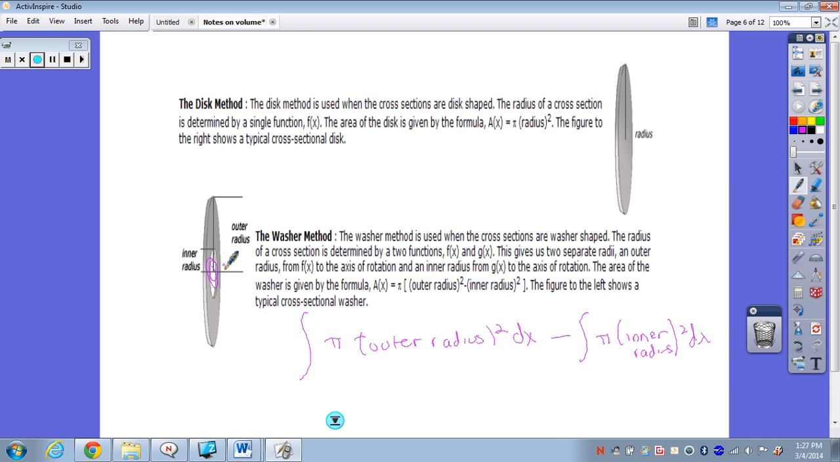We have to do this because we don't know the formula for a washer. Now they usually combine this, where they pull it into one integral because the bounds will be the same. And since there's a pi in both, we can just pull it outside of both, and then they just say pi times the integral of outer radius squared minus inner radius squared dx.